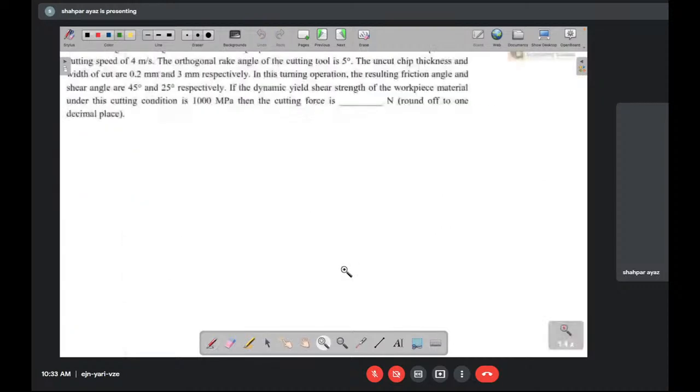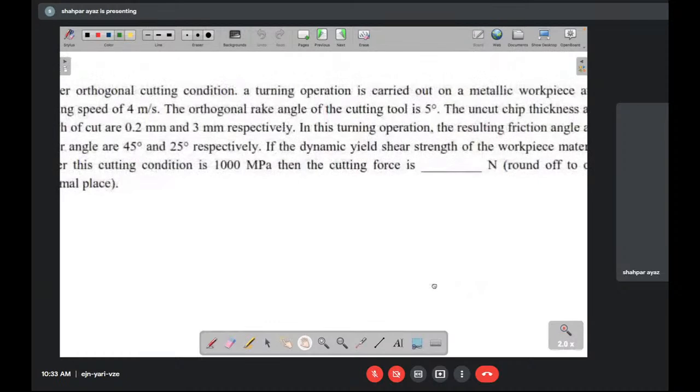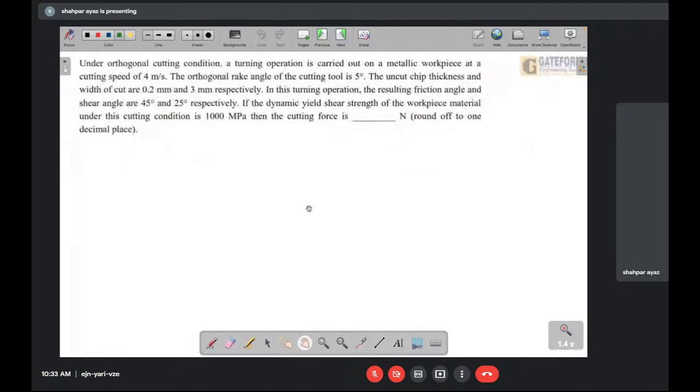Next problem that we have, guys, is a quite good problem. See everyone, the problem is under orthogonal. I hope on a screen the question is visible, everyone. On screen the question is visible, my dear. Everyone tell me. Size is very small, I think. Tell me, everyone, is that visible? Good. Very good, very good.